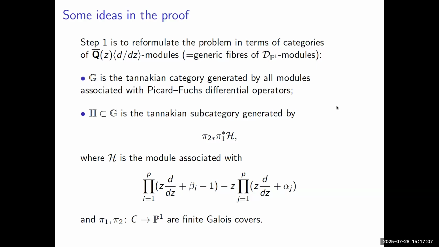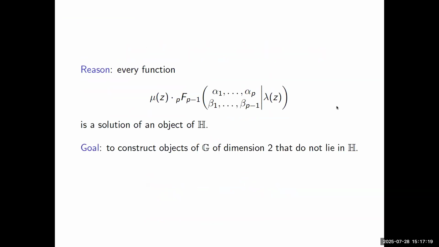Okay, so you need to know that all these come from geometry, which we do, and then you consider inside G everything that is generated in a Tannakian sense by those. Okay. So as I said, every such function is a solution of an object of H. And now the goal is to construct an object of G of dimension 2, which is not inside H. And then this will produce the G-function solution that is not a polynomial in hypergeometrics.